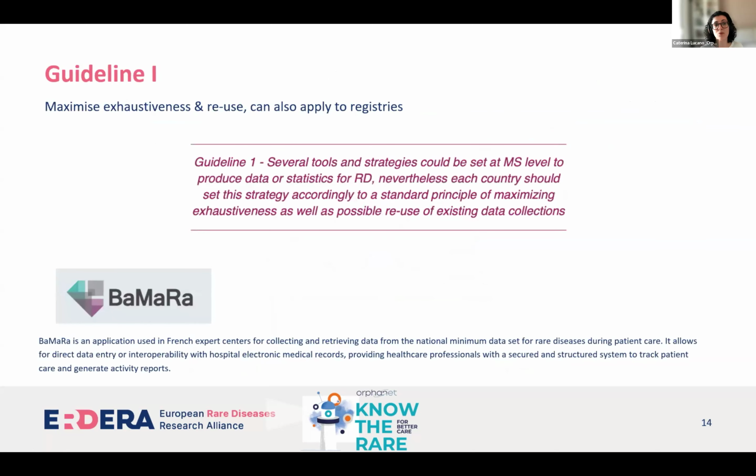So if we go to guideline 1, it talks about maximizing exhaustiveness and reuse, and can also be applied to registries. Guideline 1 states that several tools and strategies could be set at the member state level to produce data or statistics for rare diseases. Nevertheless, each country should set its strategy according to the standard principle of maximizing exhaustiveness as well as possible reuse of existing data collection.